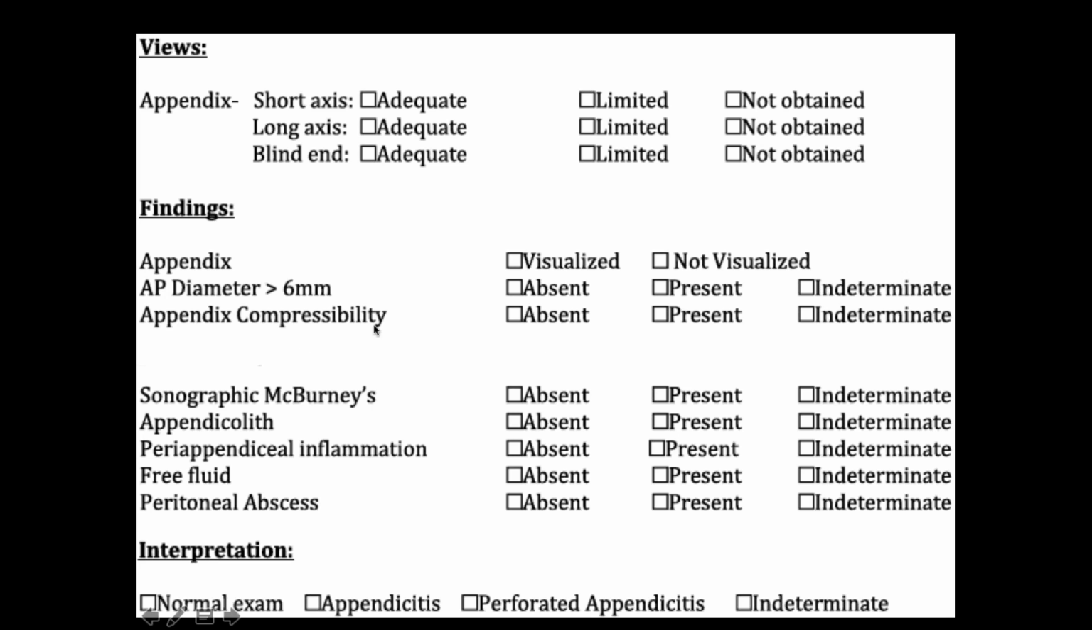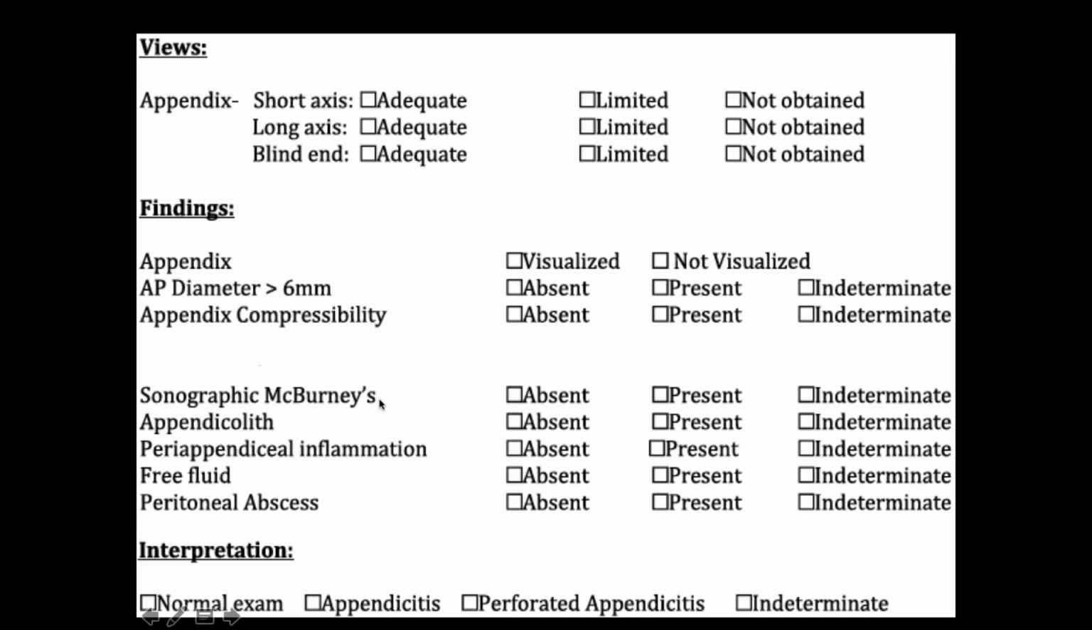The next thing that's important to do is try to compress the appendix. Essentially, if it's compressible, it's a way of saying that it's unlikely to be appendicitis, because it's compressing very well and it's less than 6 millimeters at that point.